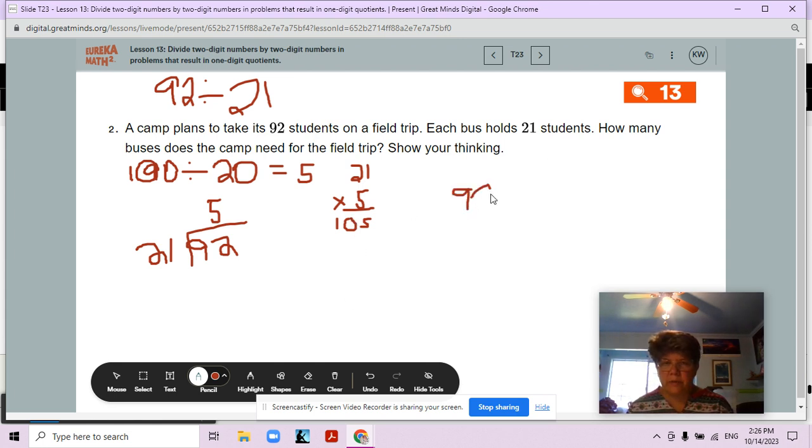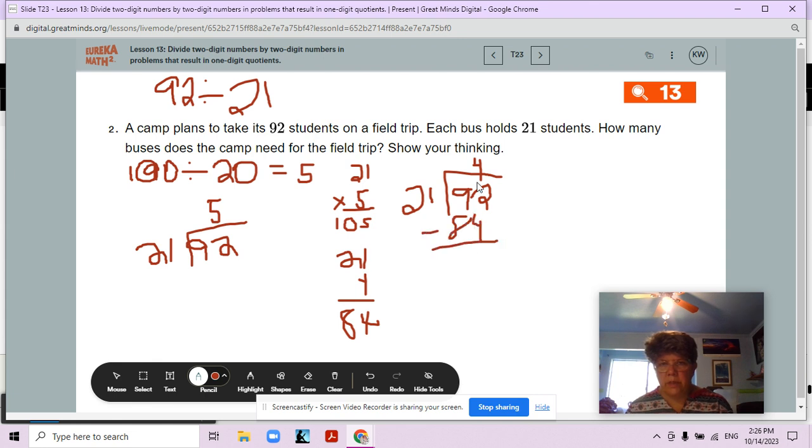So 92 divided by 21. Instead of 5, now we're going to use 4. Okay, so 21 times 4. 4 times 2 is 8, 84. All right, and now we're going to subtract. Make sure we're not doing backward subtracting. 12 minus 4, 8. 9, 10, 11, 12, yep. Okay, and that leaves 8 left over.